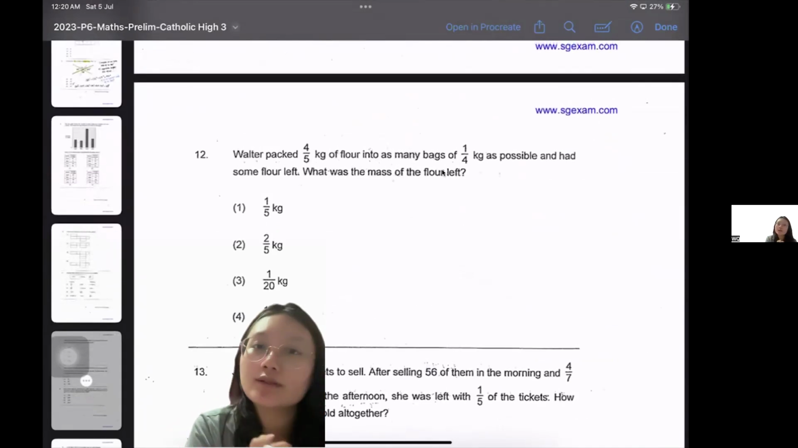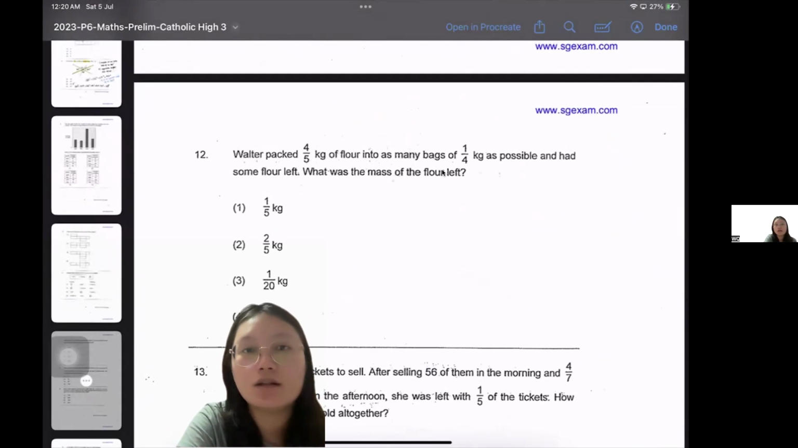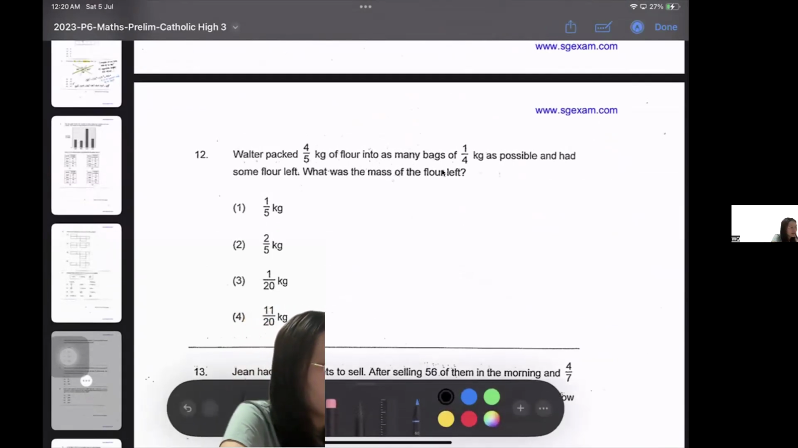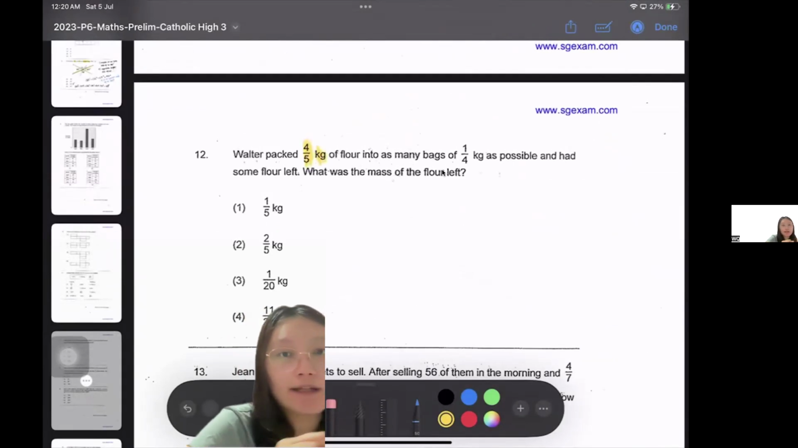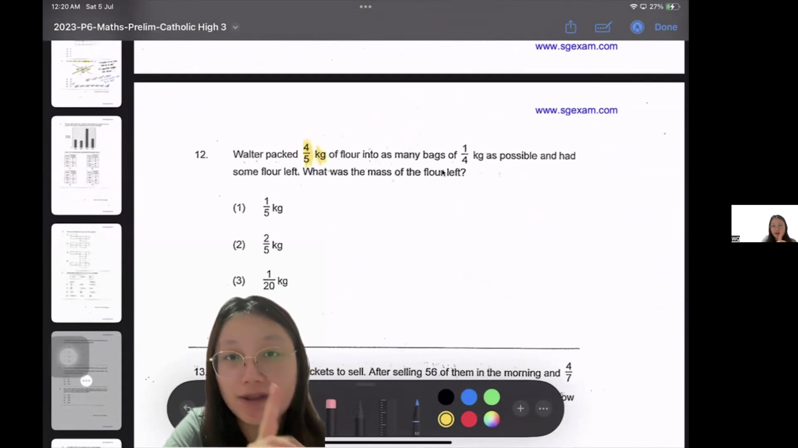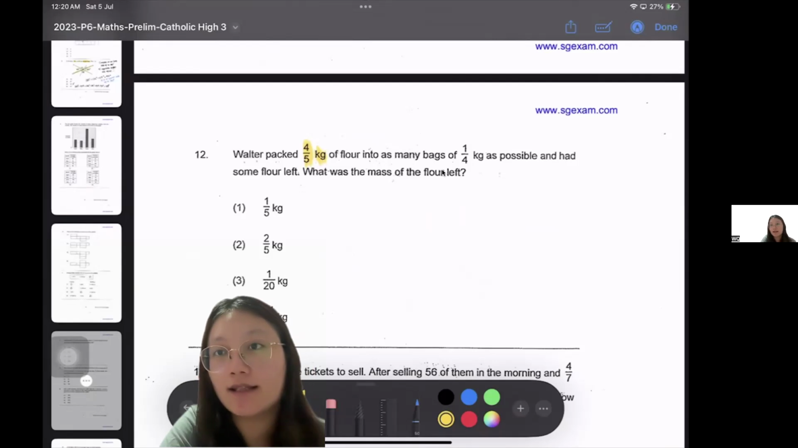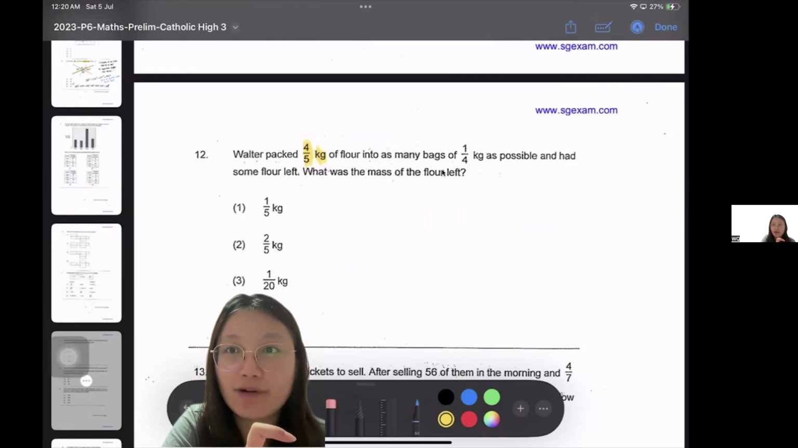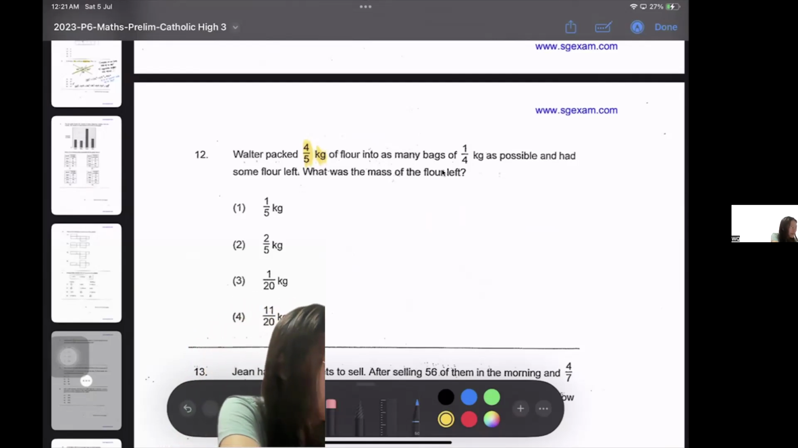Okay, let's take a look at this question on fractions. What this question is talking about is, let's highlight the question first. Walter packs 4/5 kg. When you see 4/5 kg, the fraction is a number. The number is the kg. So it's not a fraction of the flour, it is a fraction of 1 kg. That's why it's 4/5 of a kg.